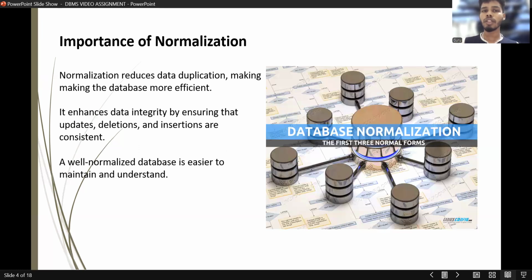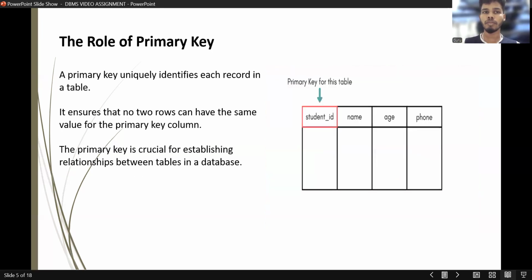Next, we'll look at why normalization is so important. Normalization reduces data duplication, making the database more efficient, and it enhances data integrity by ensuring that updates, deletions, and insertions are consistent. A well-normalized database is easier to maintain and easier to understand. So this is why normalization is very important in the database management system.